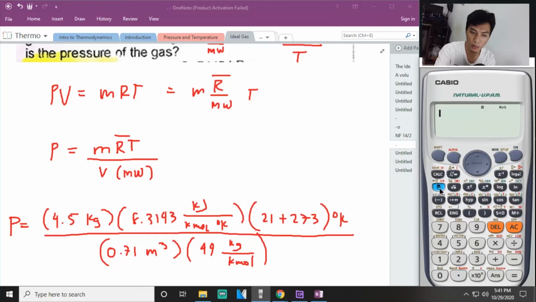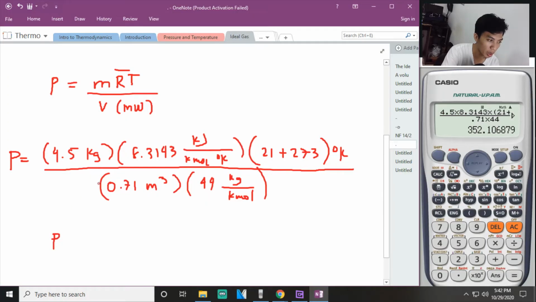So, by solving, 4.5 times 8.3143 times 21 plus 273, katulad lang nung kanina, divide by 0.71 times 44. Yan. 352, ang pressure mo, 352.